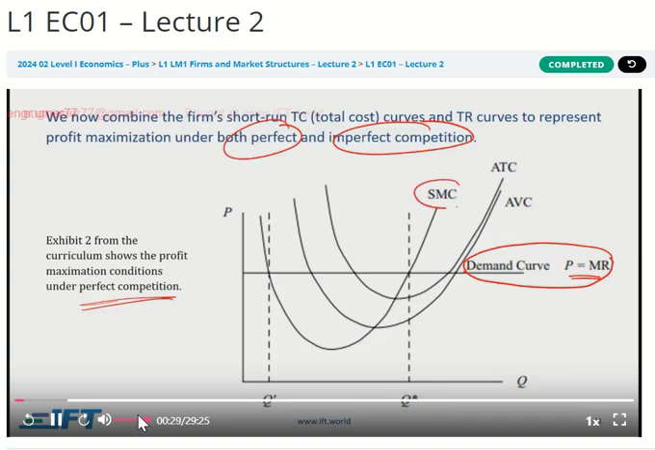And now this is your short-term marginal cost. Now what does that mean? It means for every additional unit that the firm produces, what is the cost of producing that unit? Now initially it is very high.